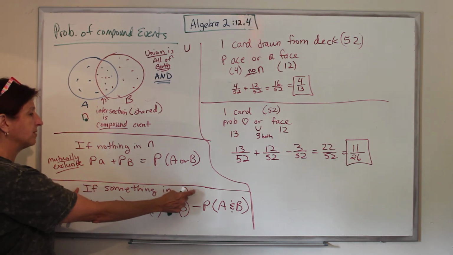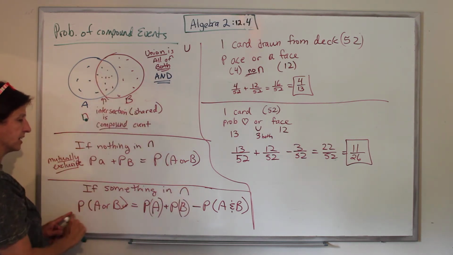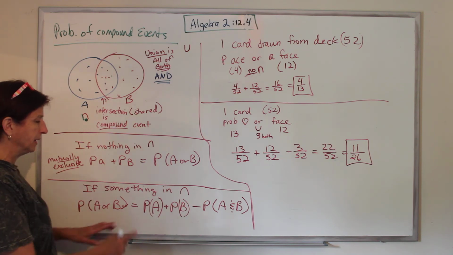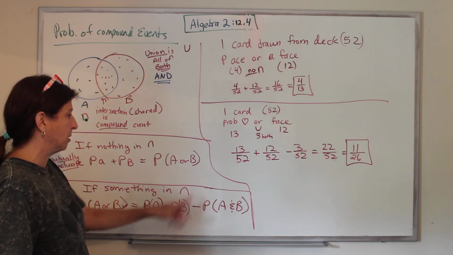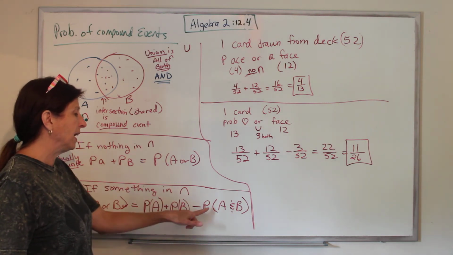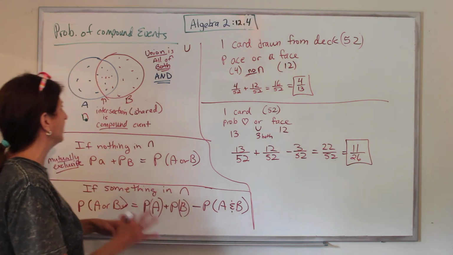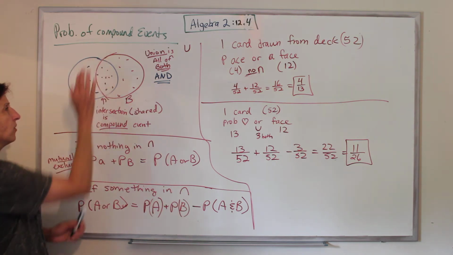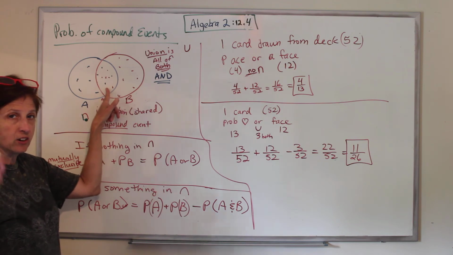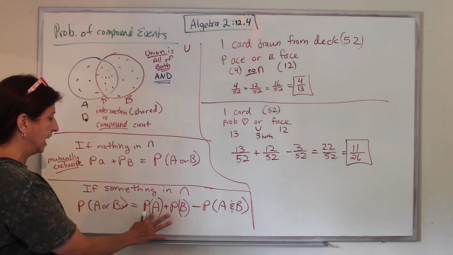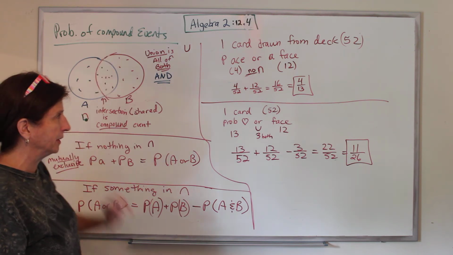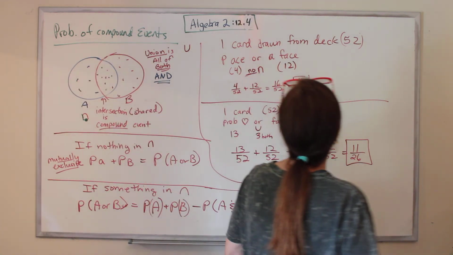If they do have something in common, something in the intersection, then it's this formula. The probability of A or B is the probability of A plus the probability of B, same as that. But you have to subtract the probability of A and B. You have to take this out, or else you're counting it twice. They're not in there twice, they're only in there one time. So it's A plus B minus what's in common here, so you're not counting it twice.